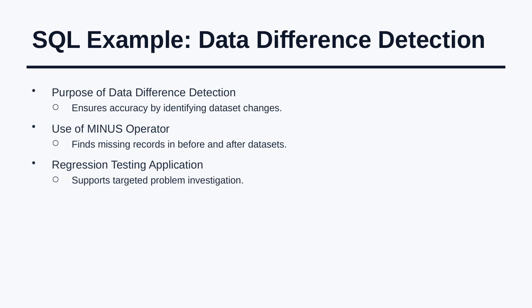This technique is especially useful in regression testing because it allows us to focus on specific discrepancies after data updates or transformations. By identifying exactly where data has changed or gone missing, we can investigate problems more efficiently and ensure that our data warehouse remains reliable and consistent over time. This approach complements the other testing methods we've discussed by providing a clear view of data differences and supporting continuous data quality assurance.